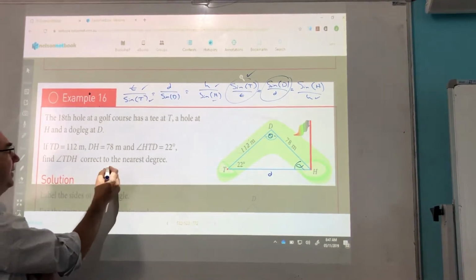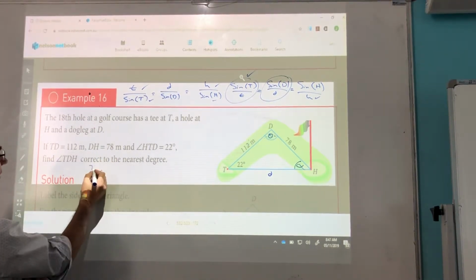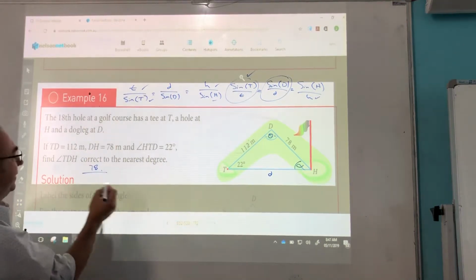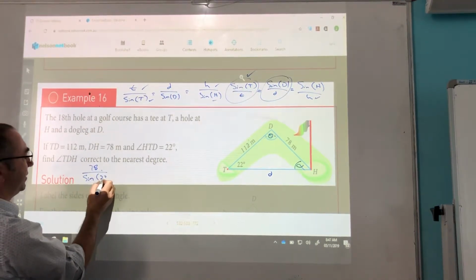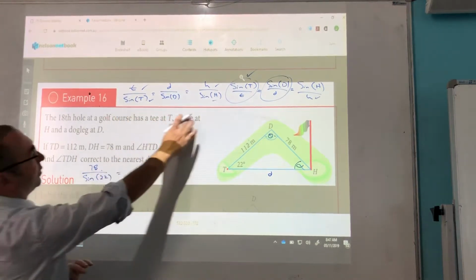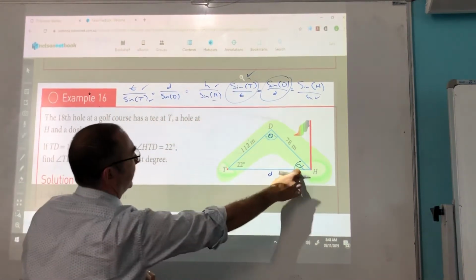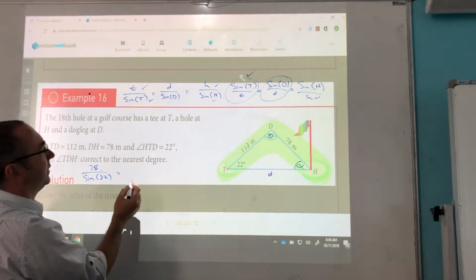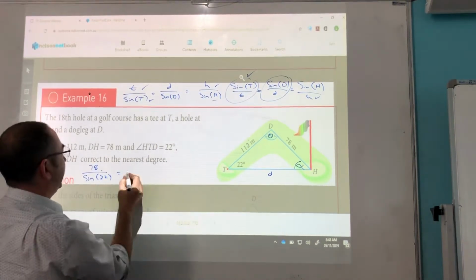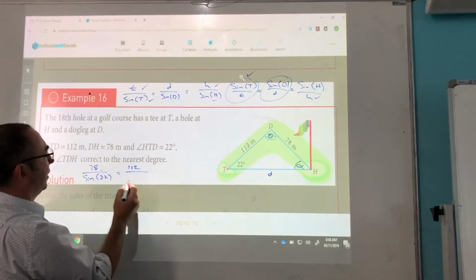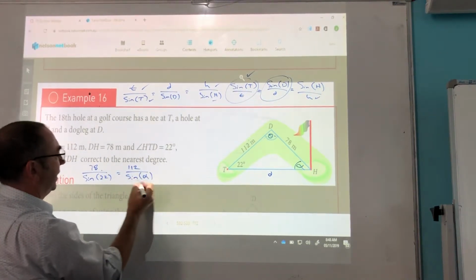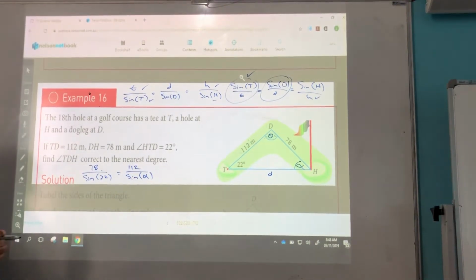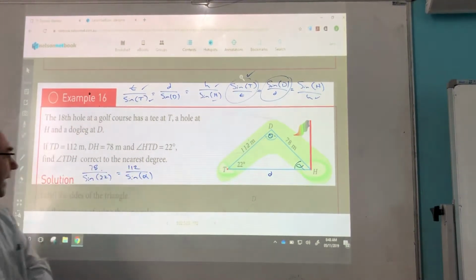So we've got the value there, 78 for T over sine of T, which is sine 22, equals, we're using this bit to find alpha. So h is 112 over sine alpha. Okay, we need to solve for alpha. This is the work we actually did last week, using the sine rule to find an unknown angle, because once we know that angle, of course, we can work out that angle.